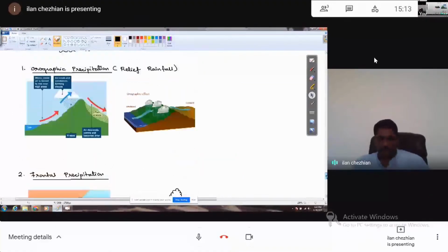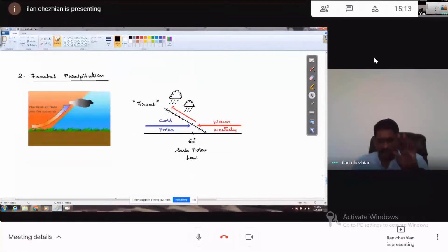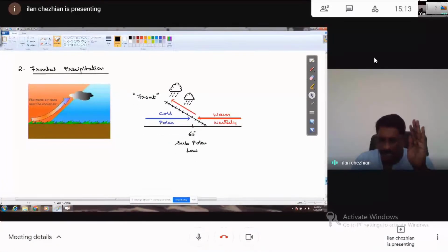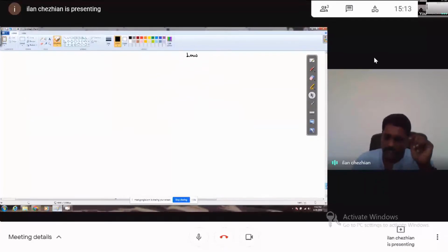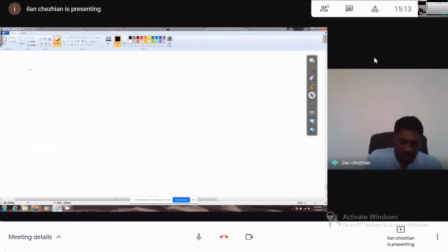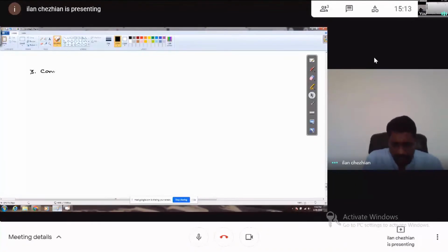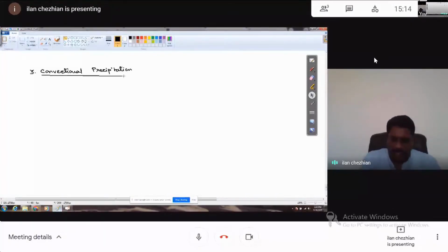So we have taken what is orographic precipitation and what is frontal precipitation. And finally, the last type of precipitation, we call convectional precipitation. See, what is convectional precipitation?